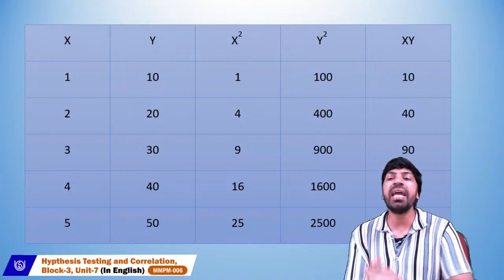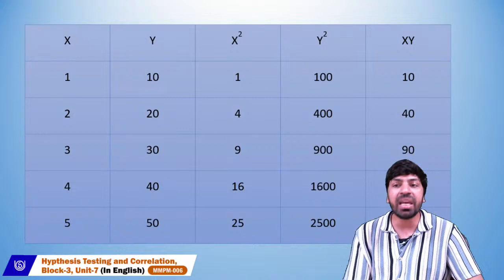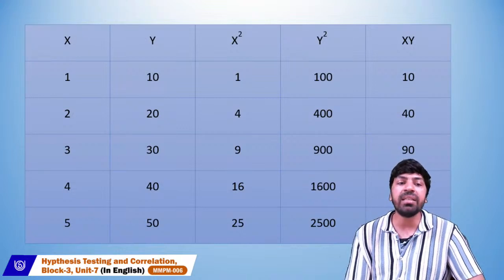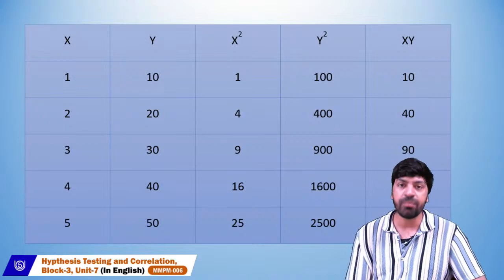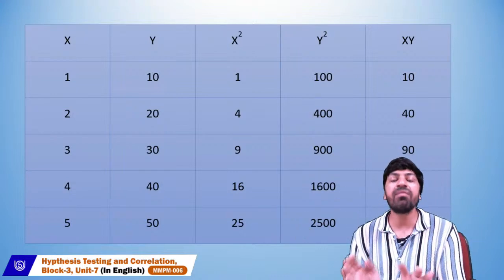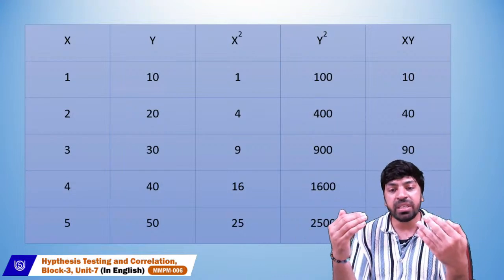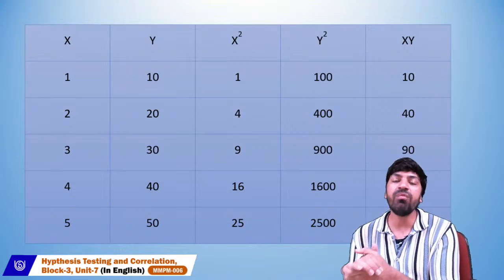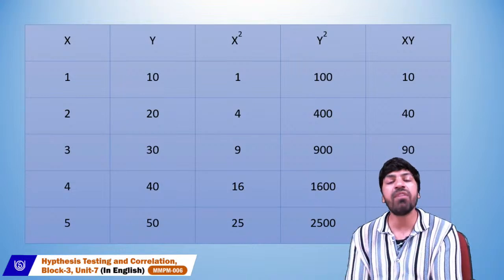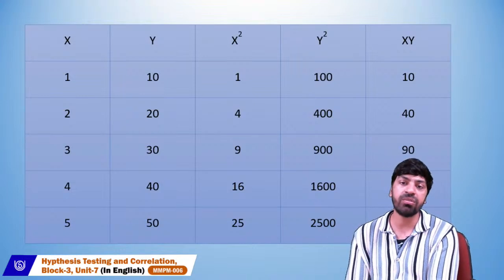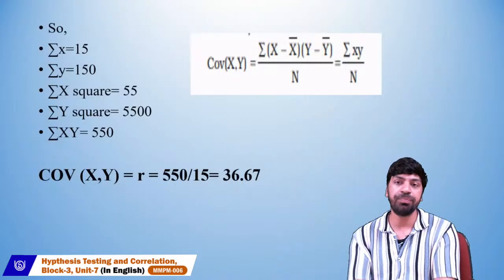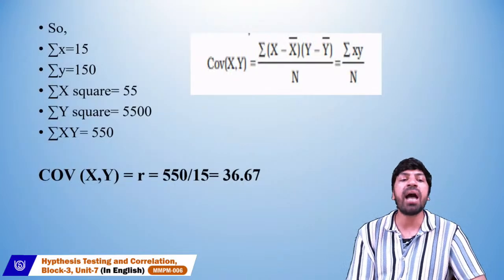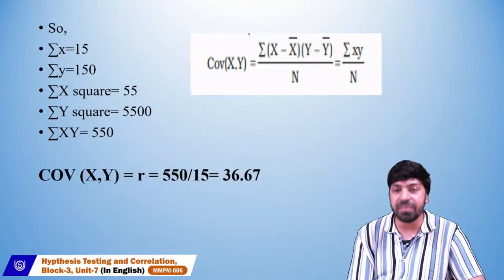Once you multiply x and y, that is 1 into 10, 10, 2 into 20, 40, 3 into 30, 90, 4 into 40, 160, 5 into 50, 250. Now these are the values that we have calculated. Now we just total these three columns of values, and then using the formula we estimate the Karl Pearson coefficient. So just have a look. This is how the Karl Pearson coefficient has been estimated.